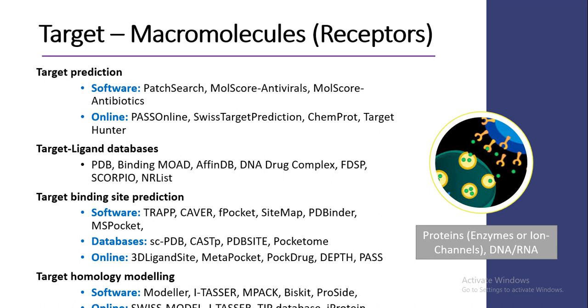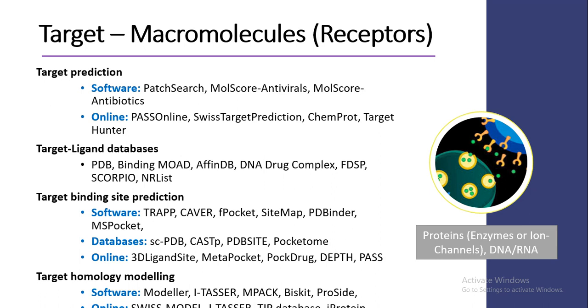And databases we can use like SCPDB, CastP, PDBsite, Pocketome. We can use these databases. And online, we can use web services like 3D ligand site, MetaPocket, PocDrug, Depth, and Pass for the binding site prediction.